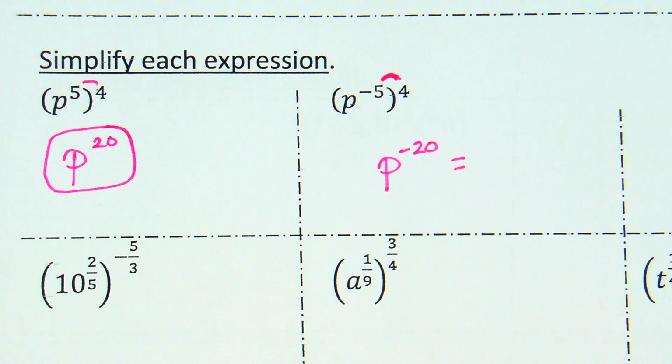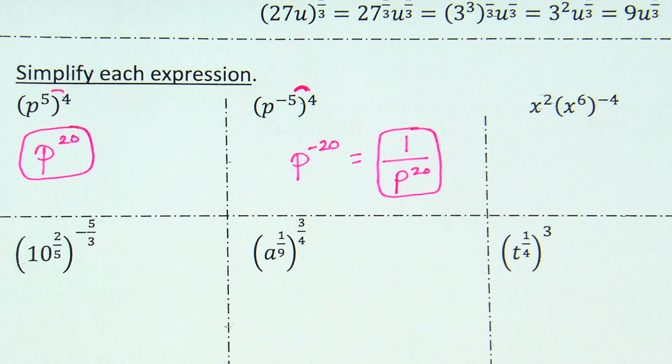Okay, we learned this last week. You know what to do with negative exponents. Don't tell me you don't. You flip it to the bottom so that it's 1 over p to the 20th. Does that sound familiar? To get rid of negative exponents, you move the term across the fraction bar. And so this becomes 1 over p to the 20th.